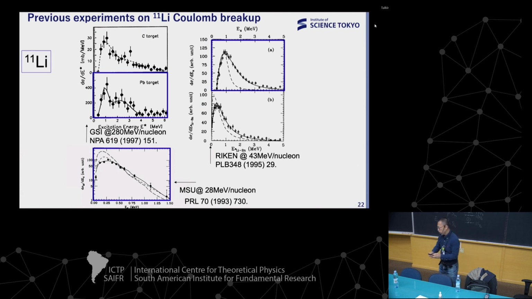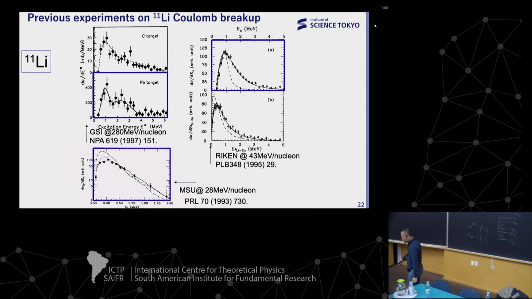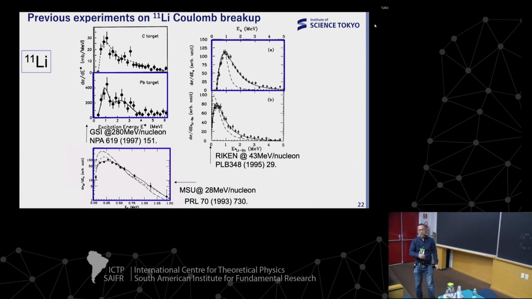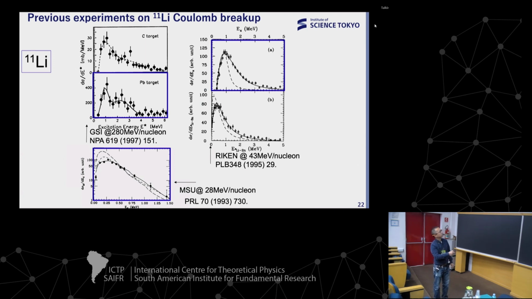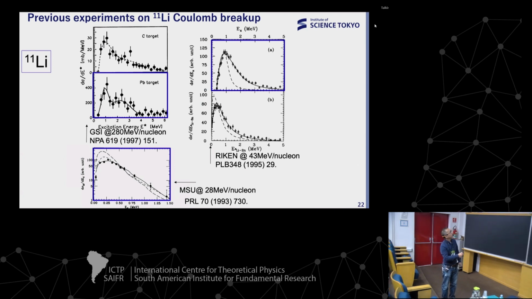So the Coulomb breakup of lithium-11 was rather controversial in the 1990s. There were three experiments. One is from GSI, which measured Coulomb breakup of lithium-11 at 280 MeV per nucleon. This is the lead target data, and this is the carbon target data. And then this is from MSU, Michigan State, at 28 MeV per nucleon, low energies.